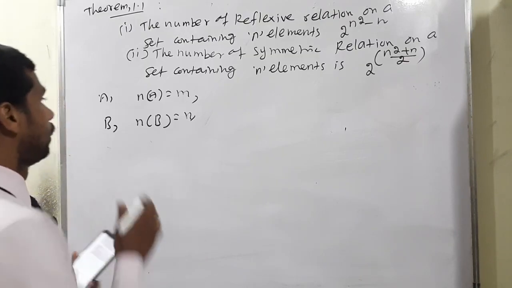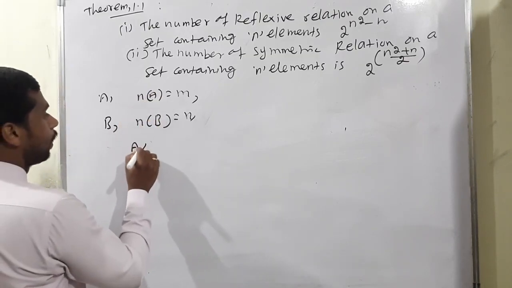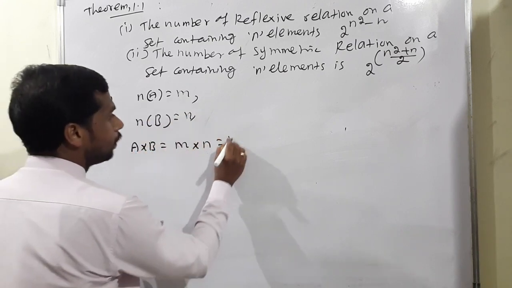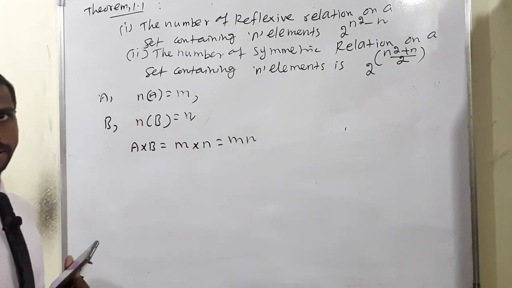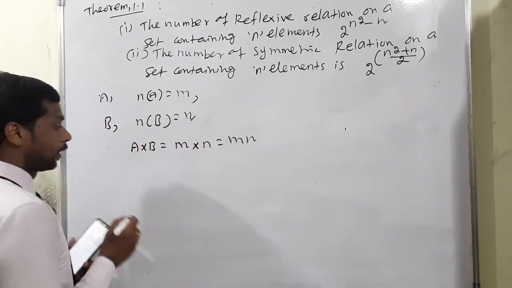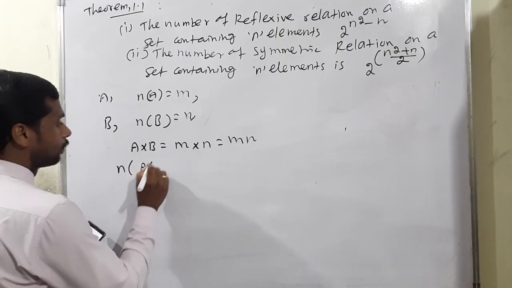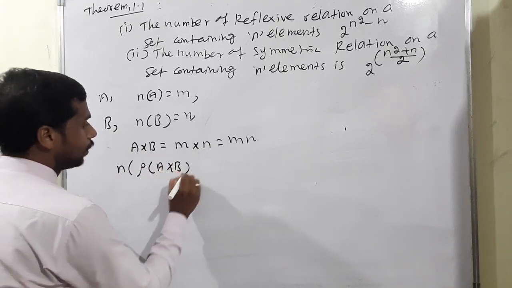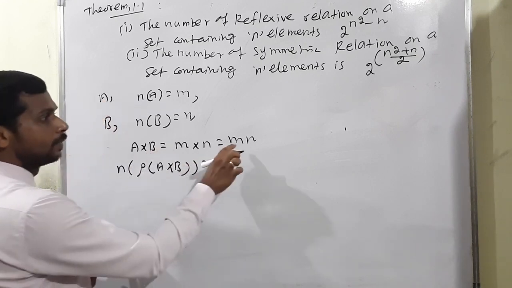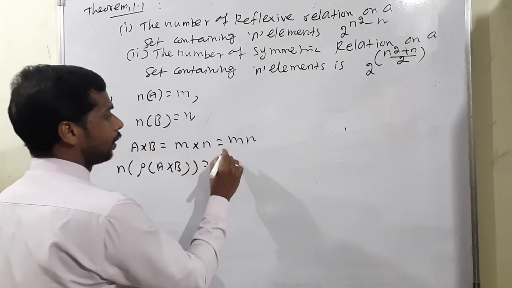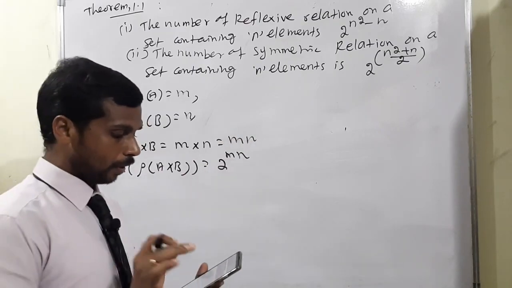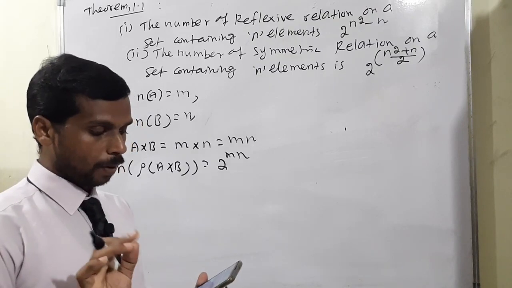Already we know, so A into B means m into n, isn't it? So how do we rewrite the number of subsets? The number of subsets of A into B is given by the formula 2 to the power of the number of elements. So 2 to the power of |A into B|, and the value of A into B is mn. So 2 to the power mn. Check it in your book, they have given the points clearly: 2 to the power mn.